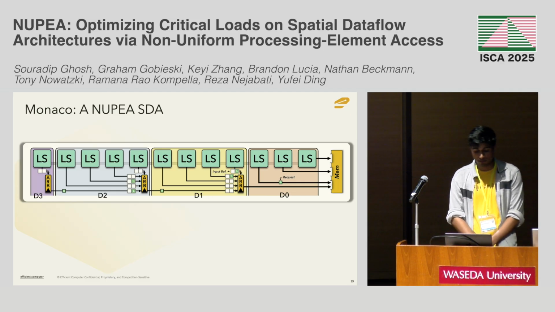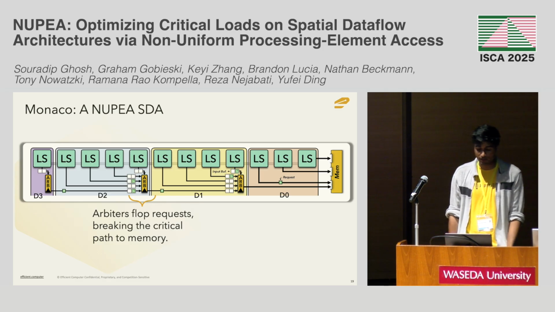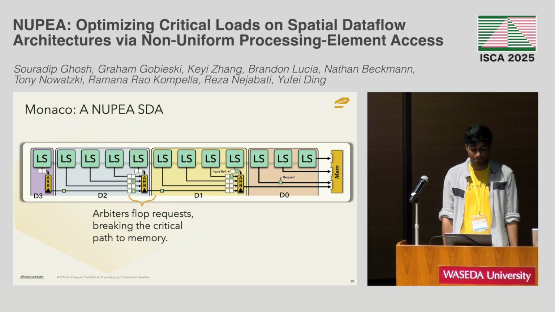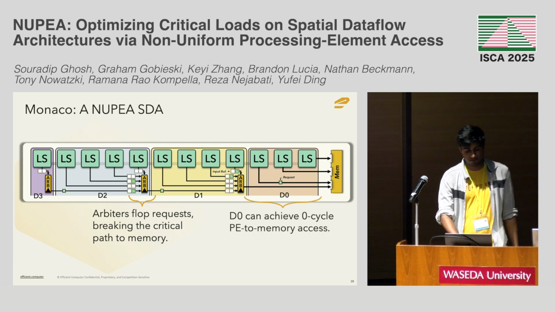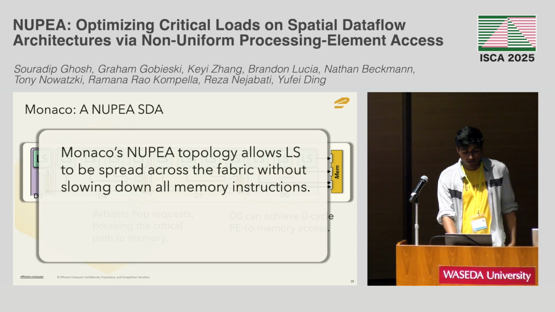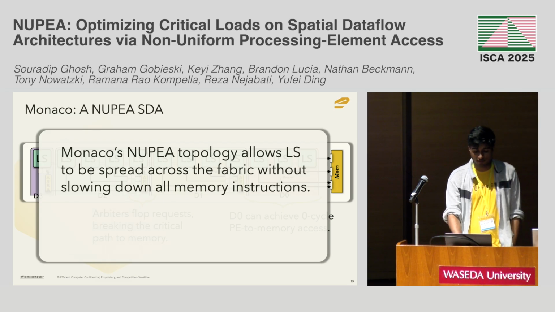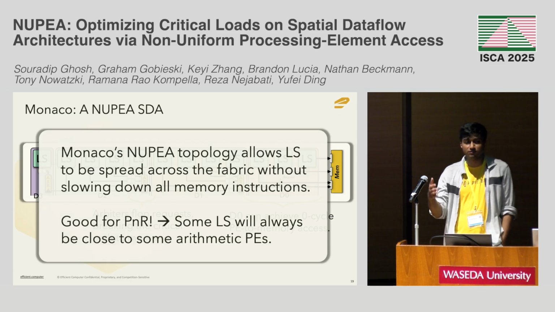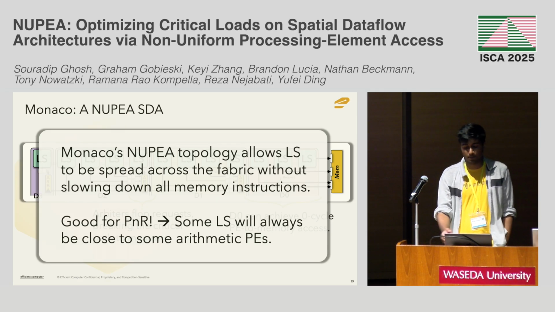of the network. And so a couple of things to highlight. We've flopped arbiters at the head of each of D1 to D3, so we can break up the critical path to memory. And D0 isn't flopped, so we can achieve 0-cycle PE to memory access. And so Monaco's NUPEA topology allows LS to be spread across the fabric without slowing down all memory instructions. And this ends up being good for PNR. This way, some LS will always be close to other PEs, like arithmetic PEs, so then PNR can continue to localize communication.